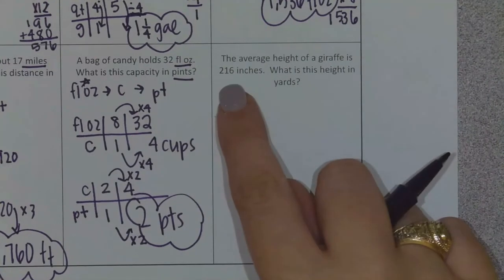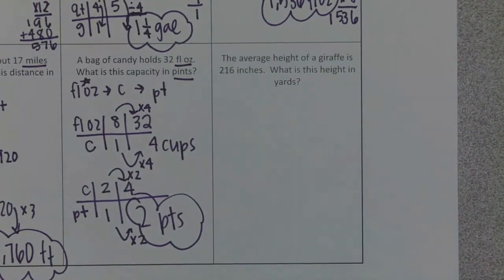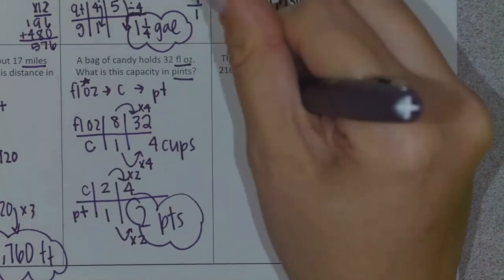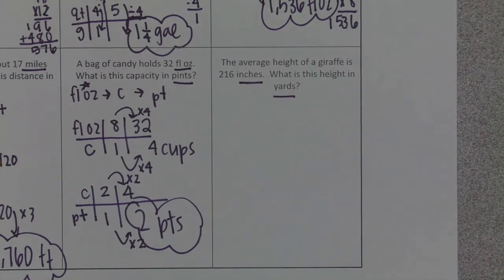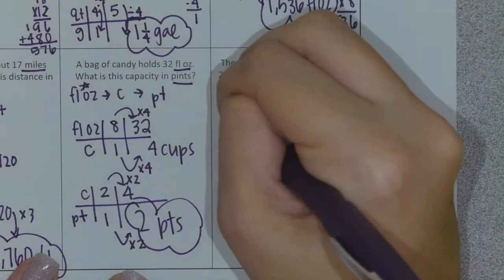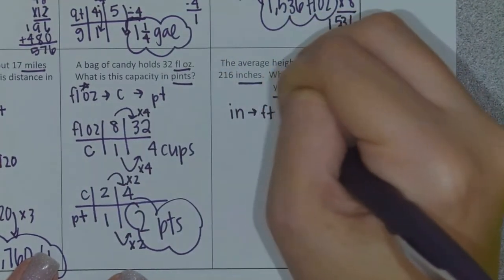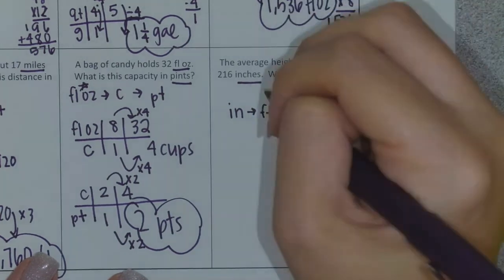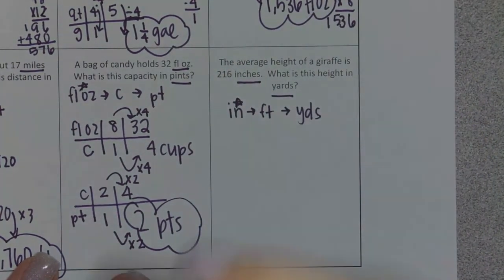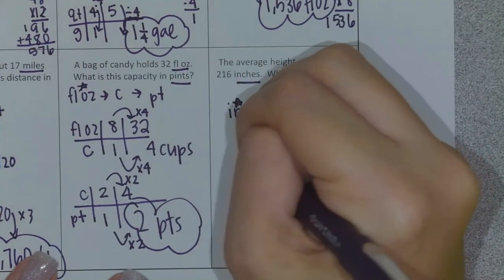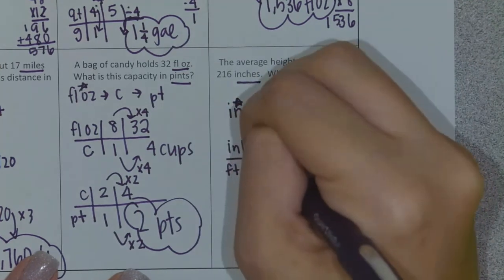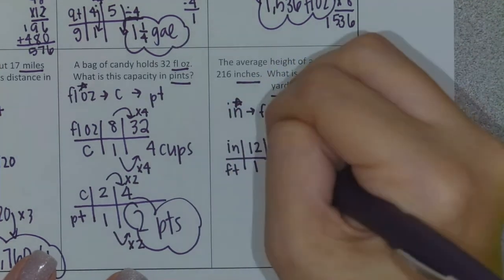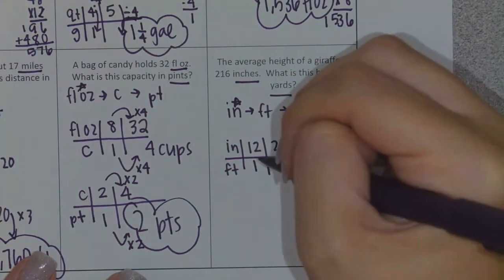All right, and our last one says the average height of a giraffe is 216 inches. What is this height in yards? So the best friends that I am comparing here are going to be inches and yards. When I look at my star chart, I see that I can go from inches to feet and from feet to yards. They give me the inches, so this is where I'm going to start. My star chart tells me for inches to feet that there are 12 inches in 1 foot. I currently have 216 inches.